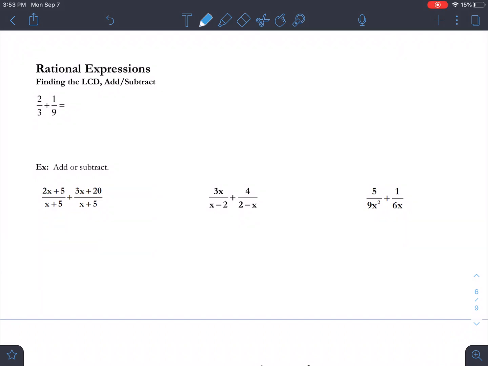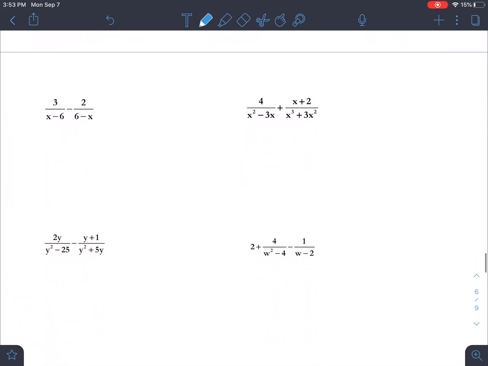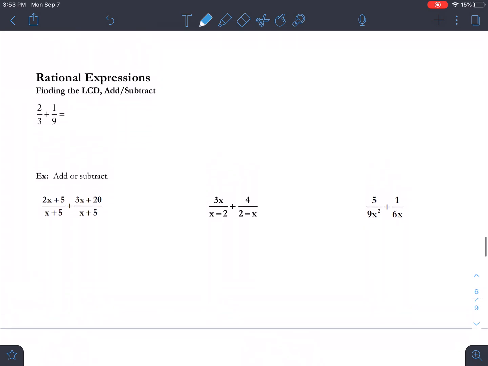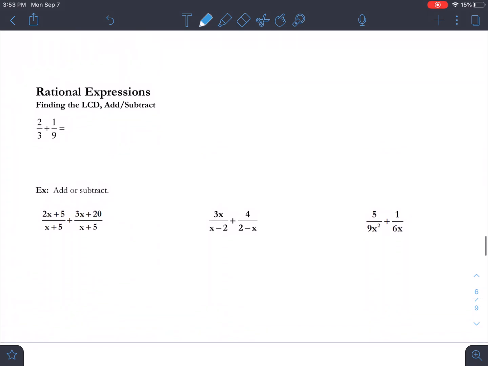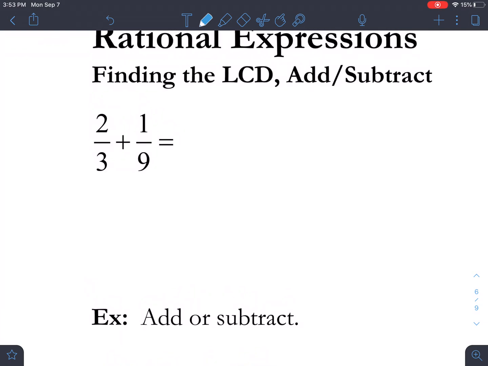Hey everyone, so today we're going to work on rational expressions day 2, talking about finding the least common denominator and adding and subtracting. So yesterday we worked on multiplying and dividing. Take a look, you'll now notice there are plus and minus signs between those fractions, and how does that change things for us? Well, the biggest thing is if we remember how to just add and subtract regular fractions, you'll remember that we need the same denominator.